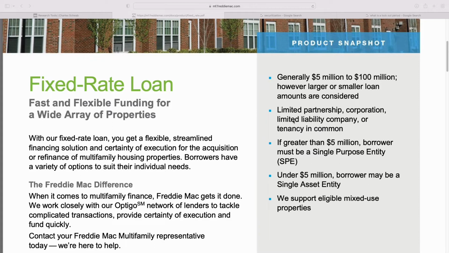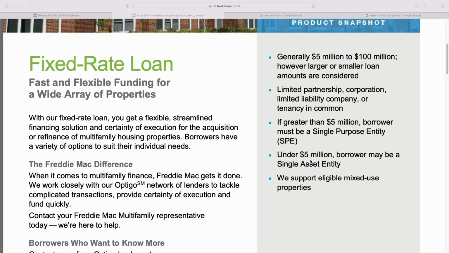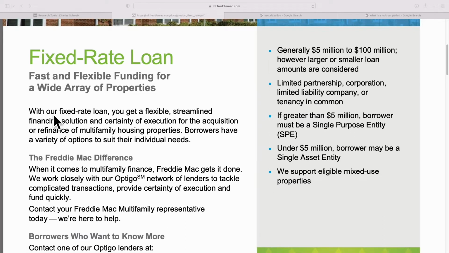Who can borrow? You can borrow with a limited partnership, corporation, limited liability company, or a tenant in common. If you have a loan greater than $5 million, the borrower must be a special purpose entity, also known as an SPE. So if your loan is more than $5 million, you have to open up an SPE. If your loan is under $5 million, you may be able to borrow under a single asset entity, and they do support eligible mixed use properties.